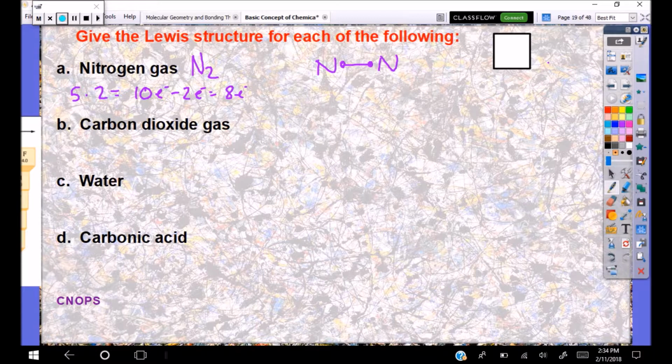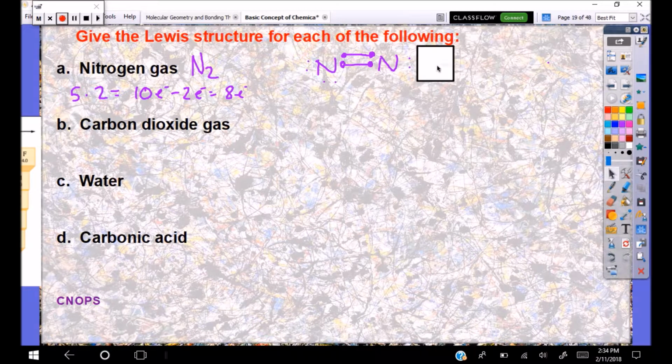My goal is to make everybody have 8. So let's start on one side. 1, 2, 3, 4, 5, 6, 7, 8. All right, I've used all 10 electrons. I have a problem though. The one on the left has a satisfied octet, the one on the right does not. So this is where the convert comes in. I need to take a pair and move it to form a bond. All right, so that makes things a little better.